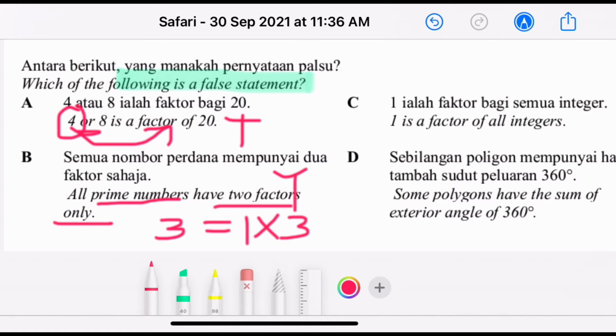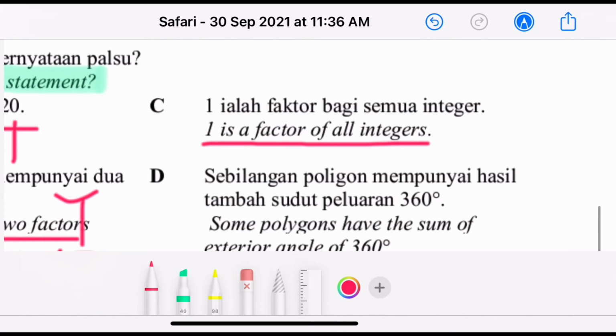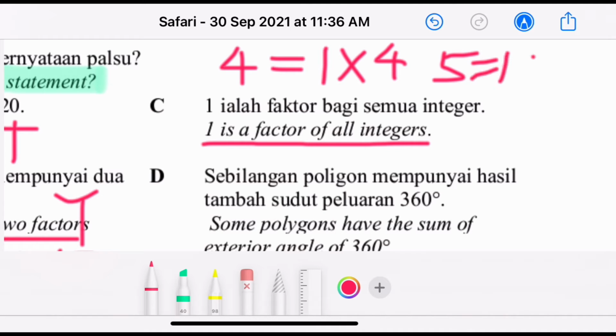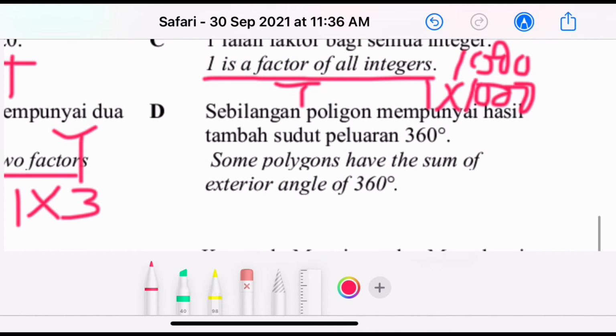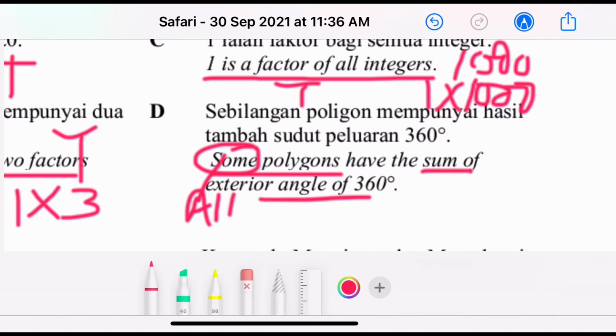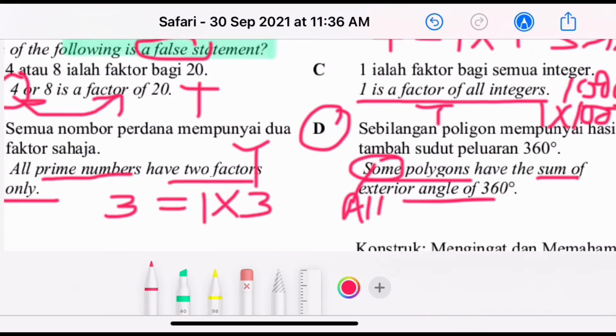Okay, this is true. For C, 1 is a factor of all integers. For example, we have integer 4, which can be expressed as 1 multiplied by 4. We have 5 is 1 multiplied by 5. We have 1000, we can write 1 times 1000. So yes, it is true. For D, all polygons, it should be all polygons, not some, right? All polygons have a sum of interior angles of 360. So this is the false statement, because the question asks for a false statement.